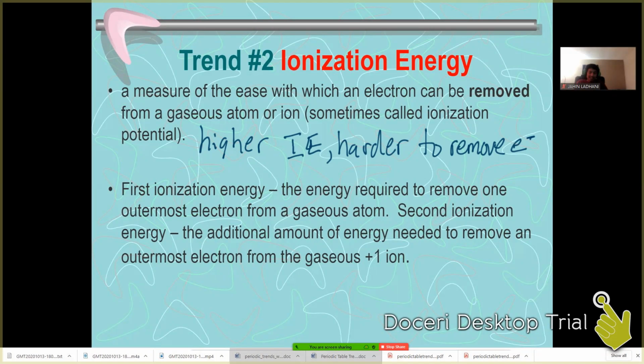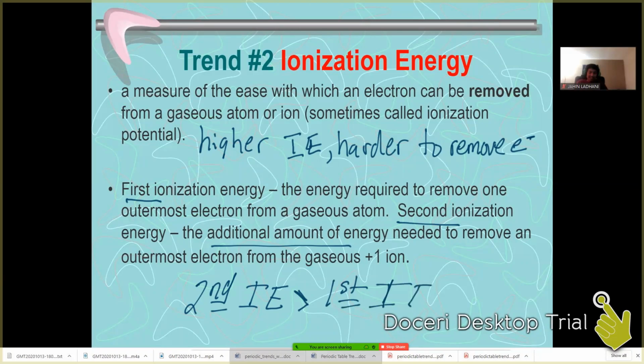So the first ionization energy would be when the first electron is removed from an atom. Second ionization energy is now when an electron is trying to be removed from an ion, and that requires additional energy. Second ionization energy is going to be greater than your first ionization energy.